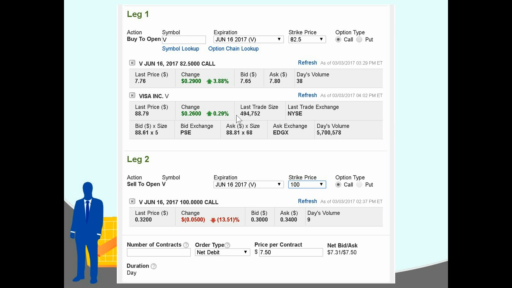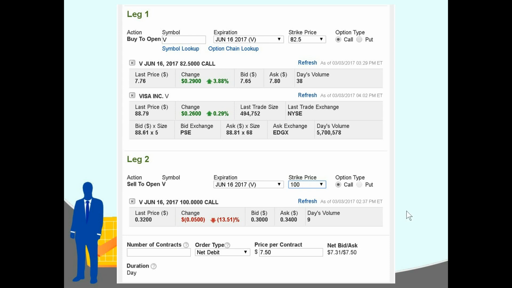And Visa stock went up today, and the in the money call option reflects that. It went up like it should. But look at the out of the money call option. It went down, even though the stock went up. So that's why I buy in the money and sell out of the money. I just prefer the behavior of the in the money call options as opposed to the out of the money.